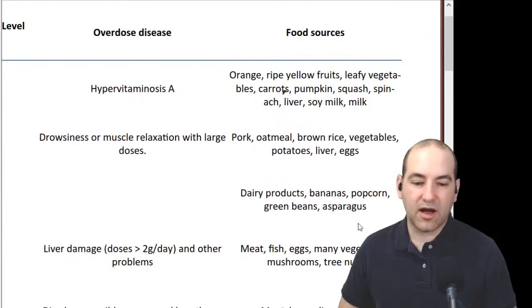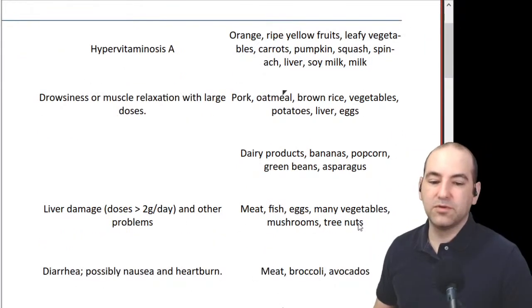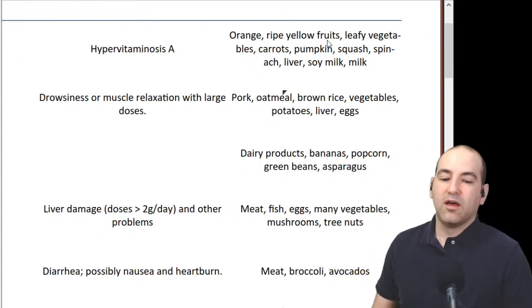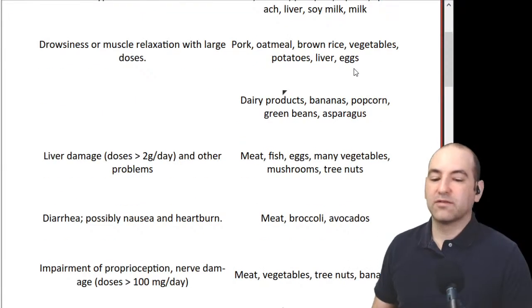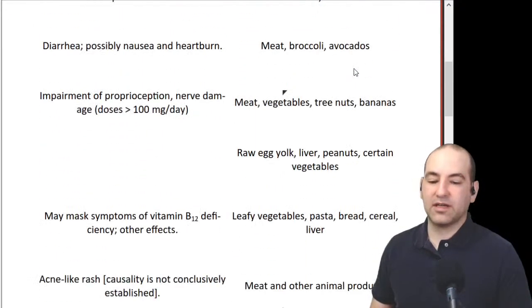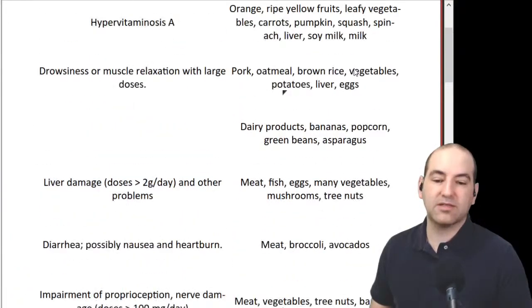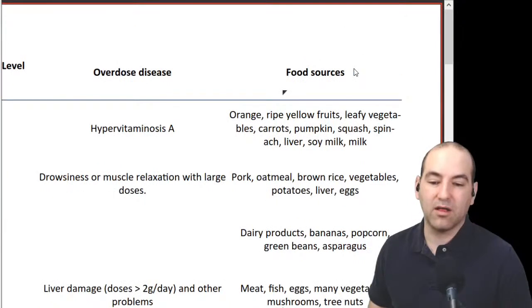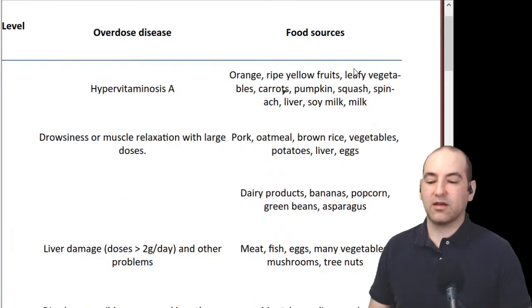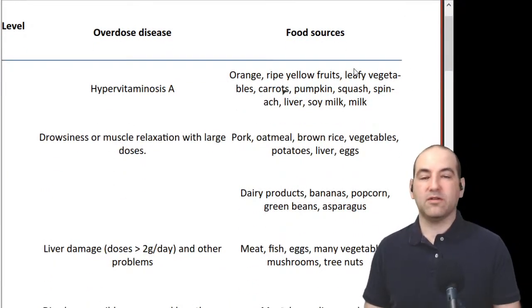So you can see over here on the far right some food sources of these things. This is not an exhaustive list. There's lots of different ways to get these things. You'll notice that meat comes up in almost all of them, and that's because animals need these vitamins as well. So if animals are getting their appropriate diet and then you're eating the animals, you're getting the vitamins you need.